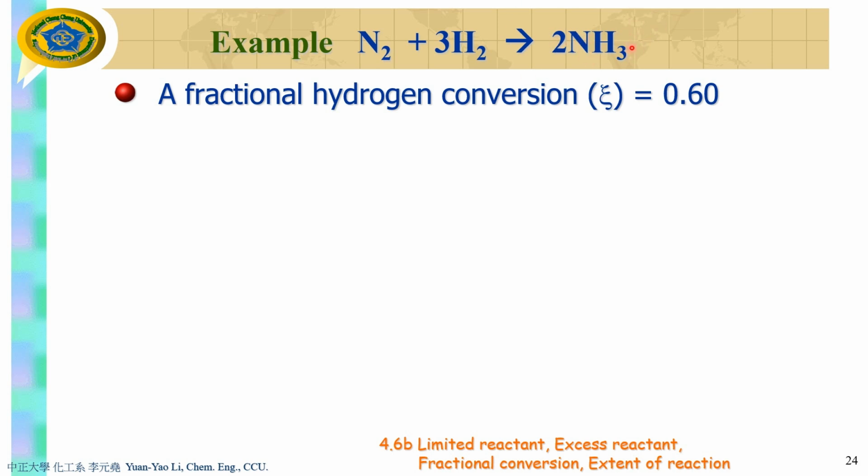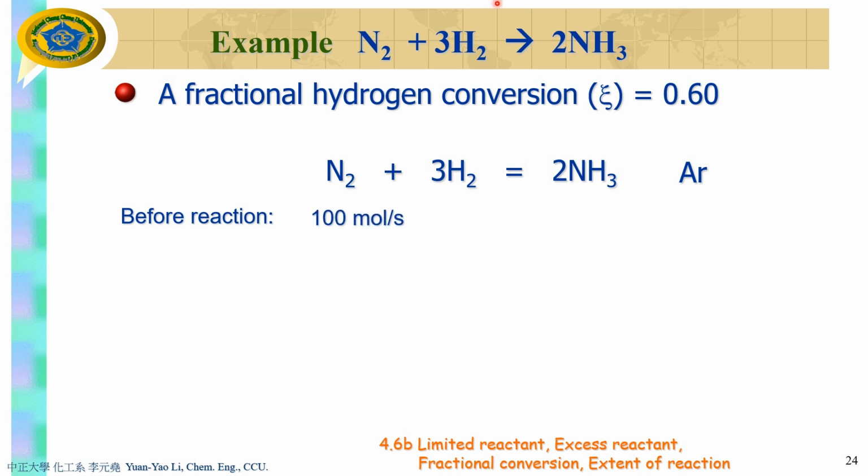The reaction for ammonia created by Haber. This example tells us that the fractional conversion of hydrogen is 0.6. So let me start to do this. Before reaction, for example, we have 100 moles per second. That means a continuous process, right? In the very beginning we have 300 moles per second, and then we have 0, and we have argon. It should be argon, right?